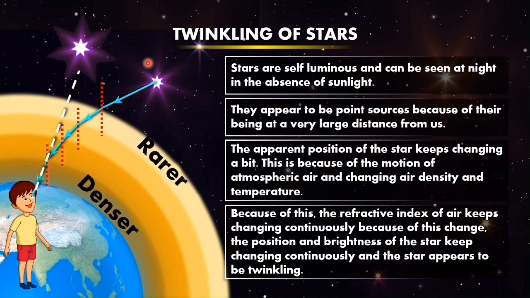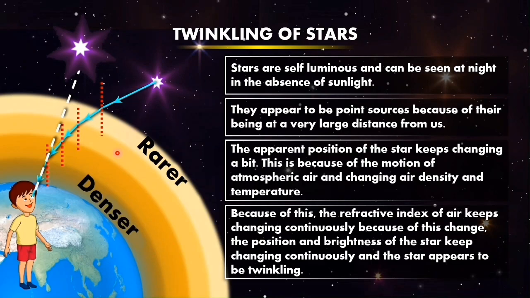Now in the Earth's atmosphere, starlight continuously refracts before reaching the Earth. We know that when light travels from one medium to another medium, it undergoes refraction, right? And hence its path changes.